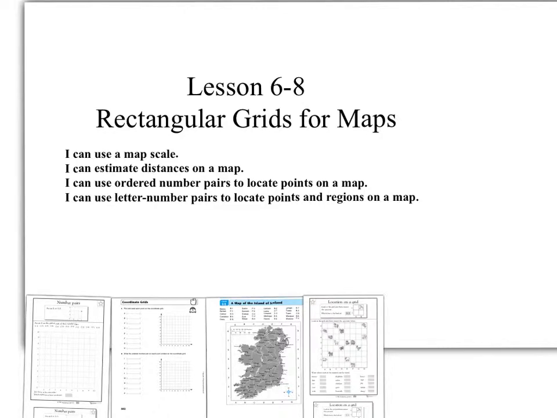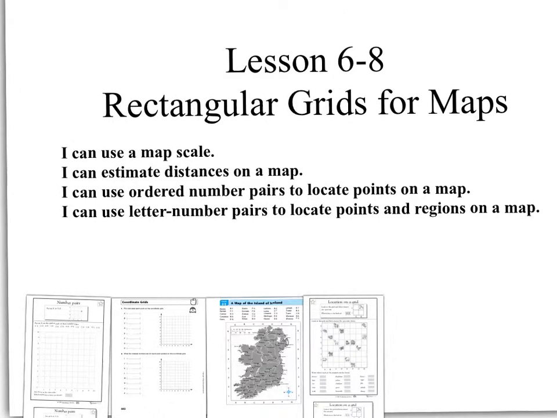Alright, boys and girls, today's lesson is lesson 6-8, rectangular grids for maps. When this lesson's over, you should be able to say, I can use a map scale, I can estimate distances on a map, I can use ordered number pairs to locate points on a map, and I can use letter number pairs to locate points and regions on a map.